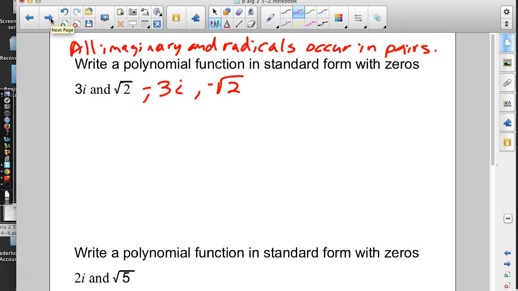And they're not going to give us both. They're just not. Let's say here's one. Now go on your merry way. So we have to know: if you see imaginary, positive and negative are both there. If you see square roots, positive and negative are both there.